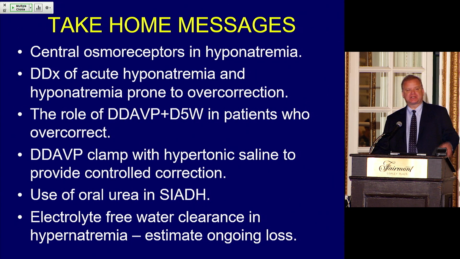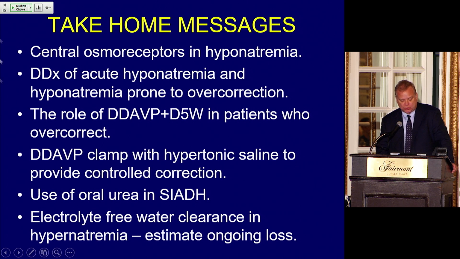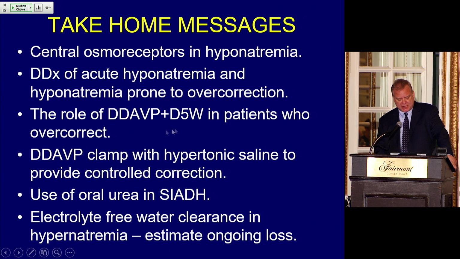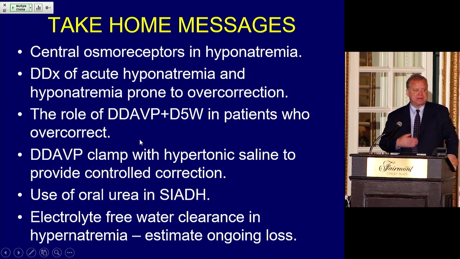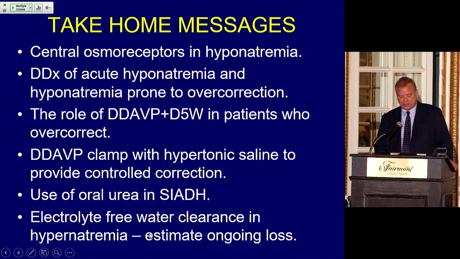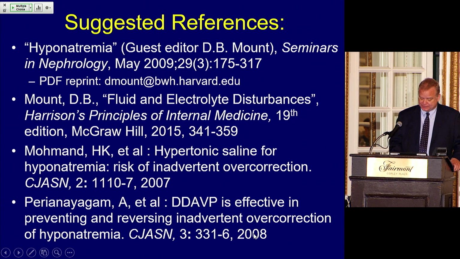So the take-home messages that I wanted to underline today: first, this role of central osmoreceptors in hyponatremia, the differential diagnosis of acute hyponatremia and hyponatremia prone to overcorrection, which we tend to forget about. The role of DDAVP and D5W in patients who've overcorrected, and the role of the DDAVP clamp with hypertonic saline to provide a more controlled correction. We talked about the use of oral urea in SIADH, and we emphasized this issue of electrolyte-free water clearance in hypernatremia to estimate the ongoing loss.